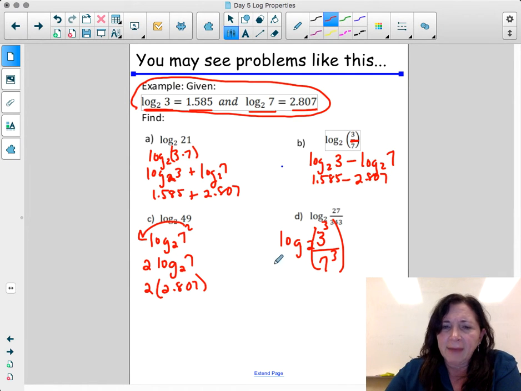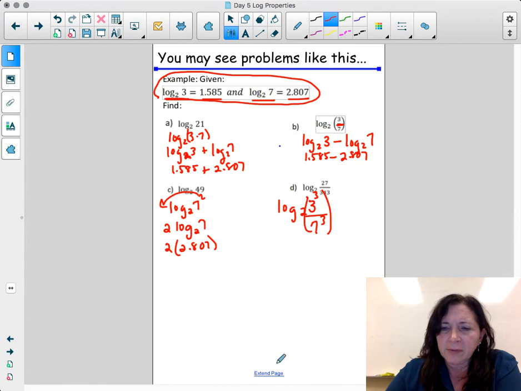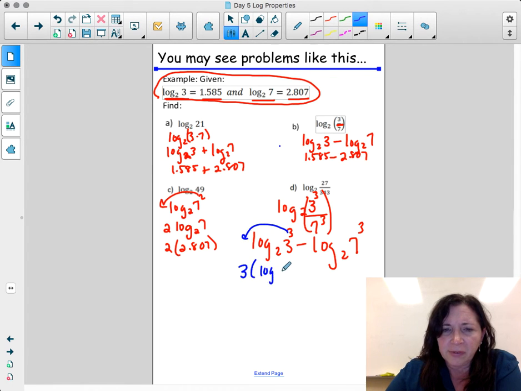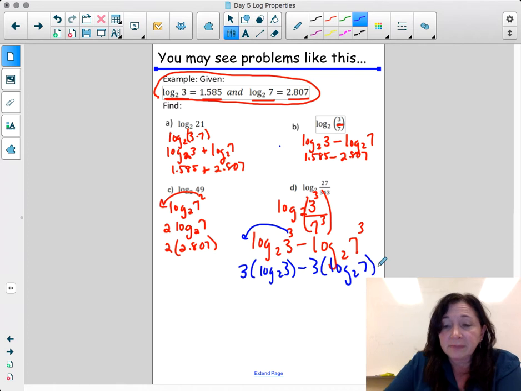So what I have here, I don't know if you can see that, is log base 2 of 3 to the third power minus log base 2 of 7 to the third power. Well, we're going to use the power rule, and we're going to bring this 3 out front. So we're going to have 3 times log base 2 of 3 minus 3 times log base 2 of 7.